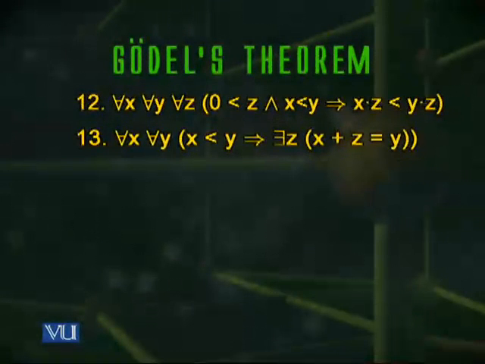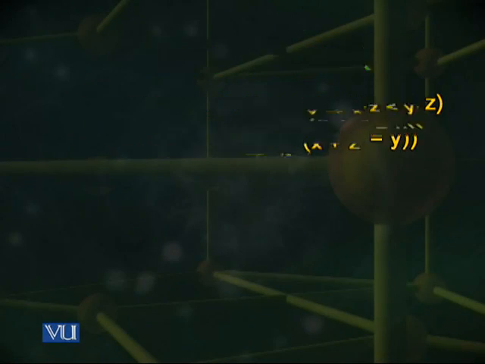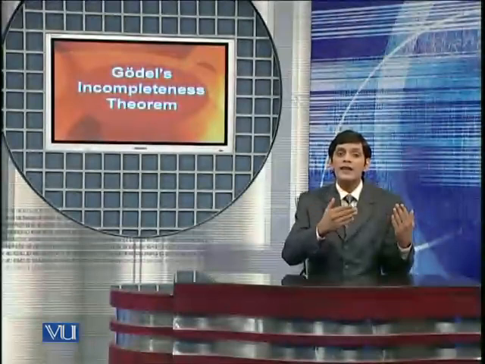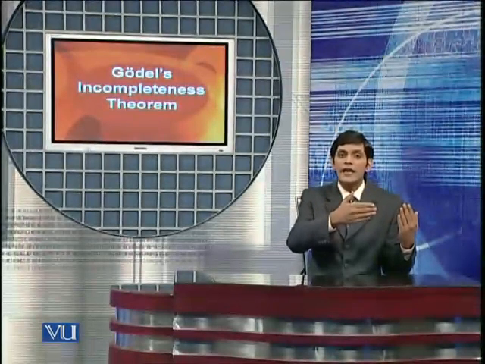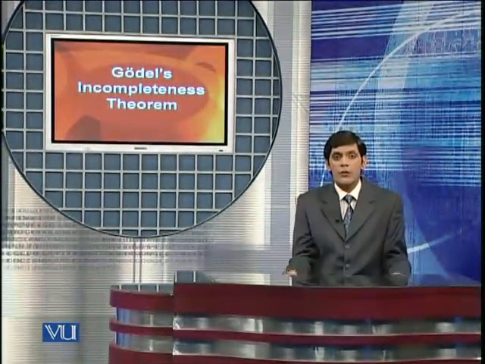Let's look at the next axiom. The next one says that if x is less than y, then there is a z such that x plus z is equal to y. So if x is strictly less than y, you can find something that when you add to x, that becomes equal to y.